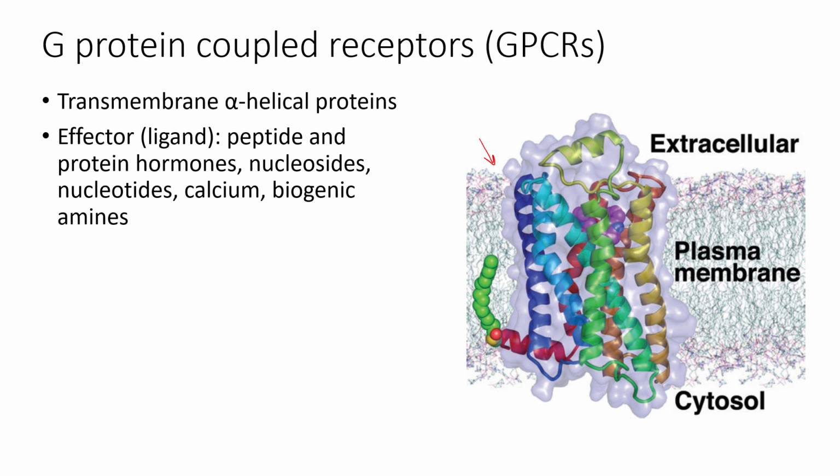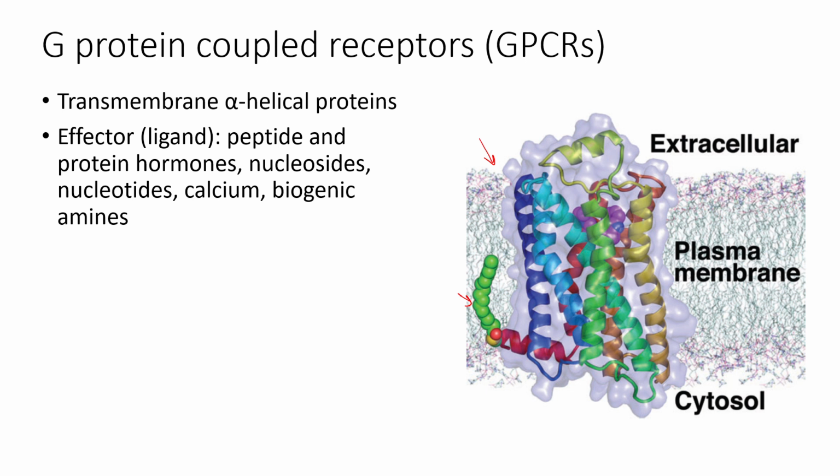And so there's an extracellular component as well as an intracellular component. This particular one is also lipid linked, which you can see in this picture here. And then the effector for GPCR, or the ligand, which comes from outside of the cell, can include a number of different ligands, including peptide and protein hormones, nucleosides, nucleotides, calcium, and biogenic amines, among other things.